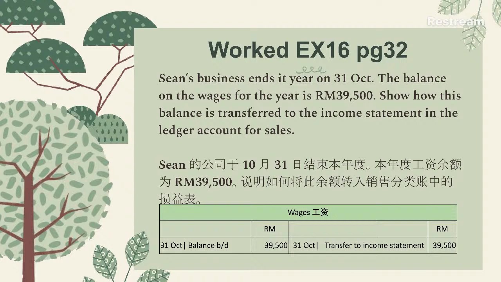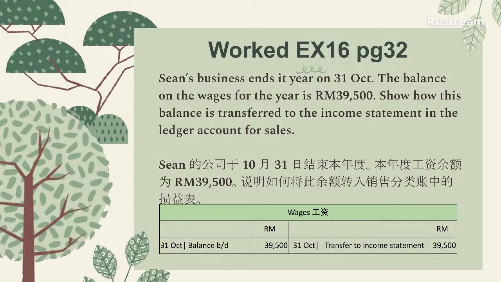Now, we look at example number 16. Sean business ends by 31st of October. The balance of the wages of the year is $39,500. So how is this transferred to the income statement? Let's have a look at the wages T account. At the point of 31st of October, I can see there is a balance of $39,500. So for me to transfer, on the right hand side I have to write transfer to income statement, 39,500.